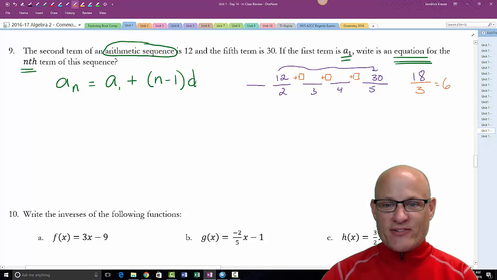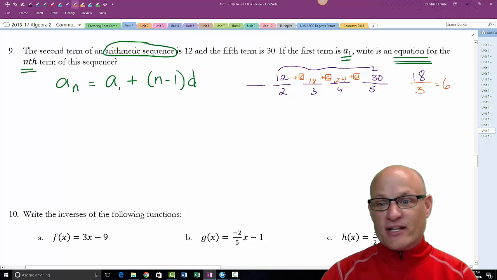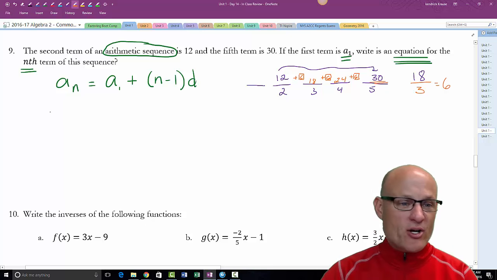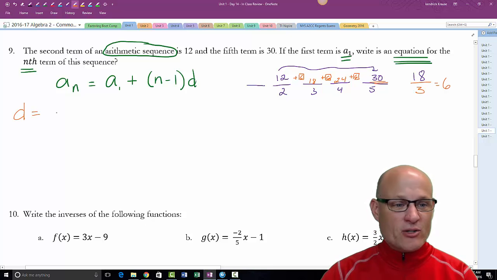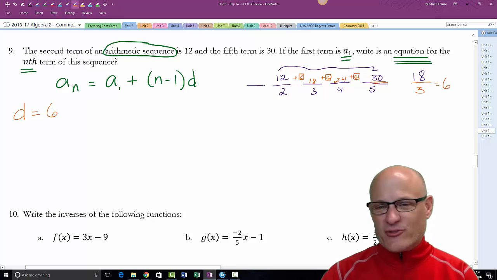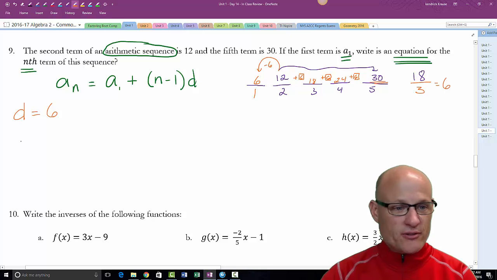So let's see. If I add 6, I get 18. If I add 6, I get 24. And if I add 6, oh, I get 30. So now I know that d is equal to 6. Now, if that's true, then finding the first term is actually pretty easy. I'm just going to subtract 6, and I say, oh, the first term is 6. So a sub 1 is 6.